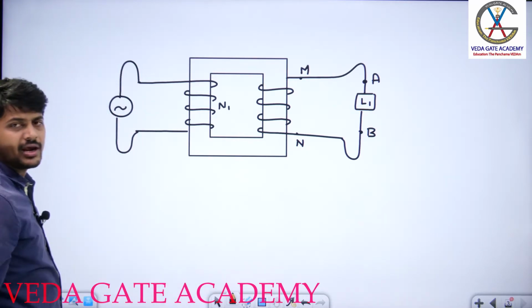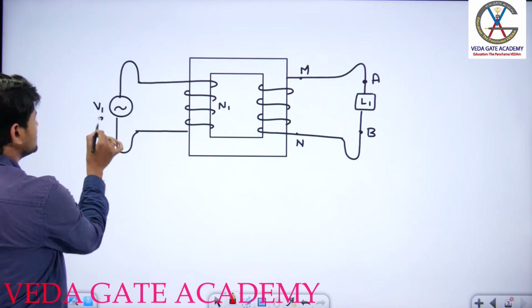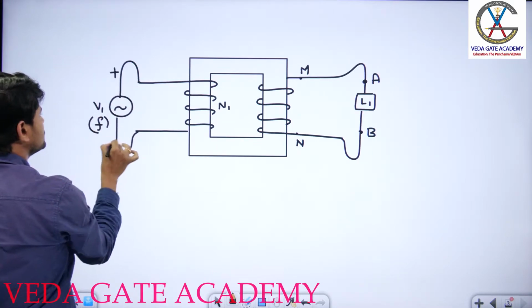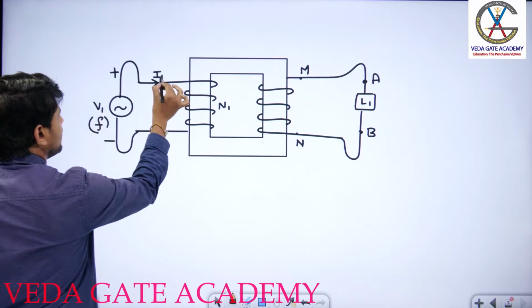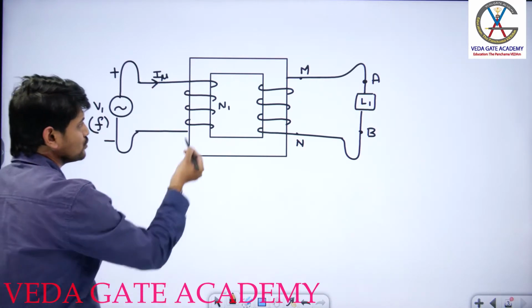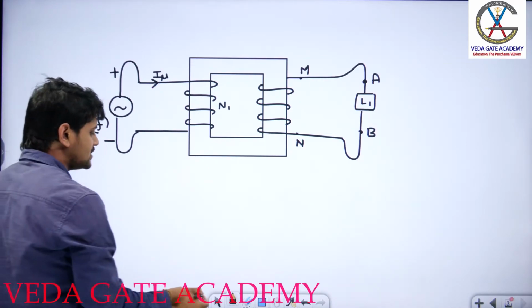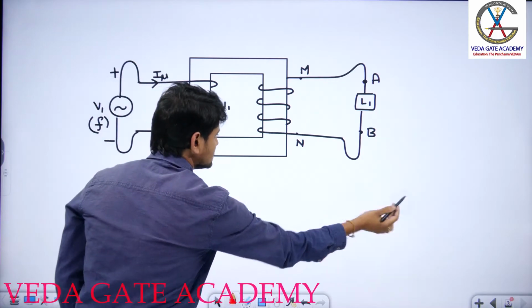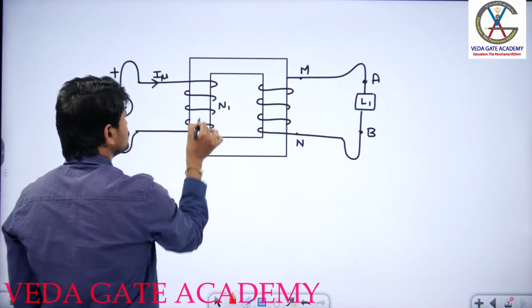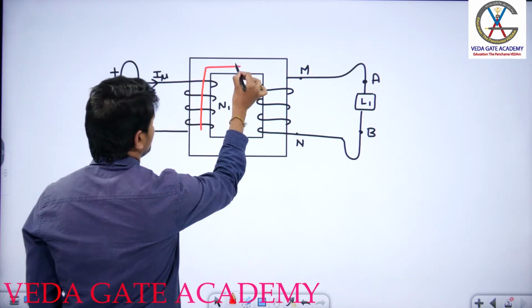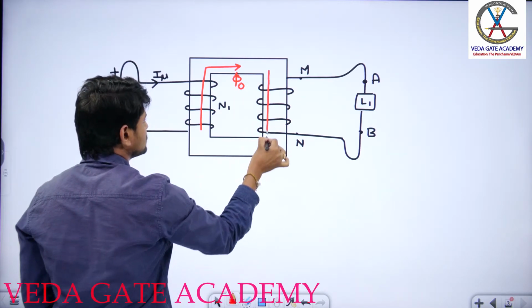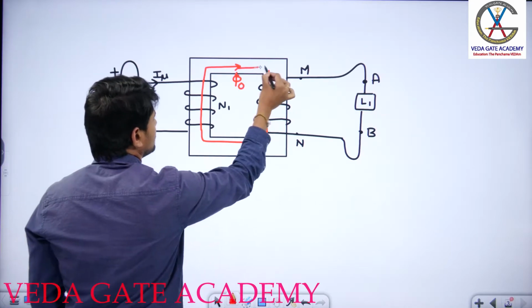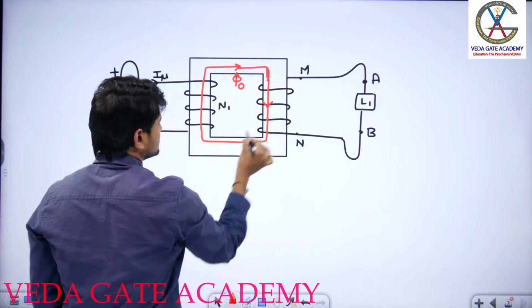Now, in order to determine this, the extra information they have given is that this terminal is positive with respect to this. Now, the same thing. What will happen first initially? Current I1 will come. This current will flow through how many turns? N1. Because of this, you are going to get flux. The direction of flux should be in this direction. This is my direction of operating flux phi naught. Let me completely draw this one.